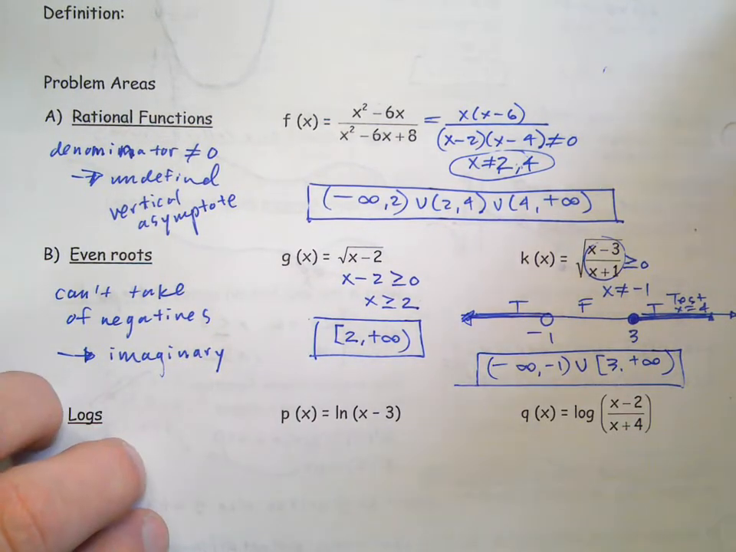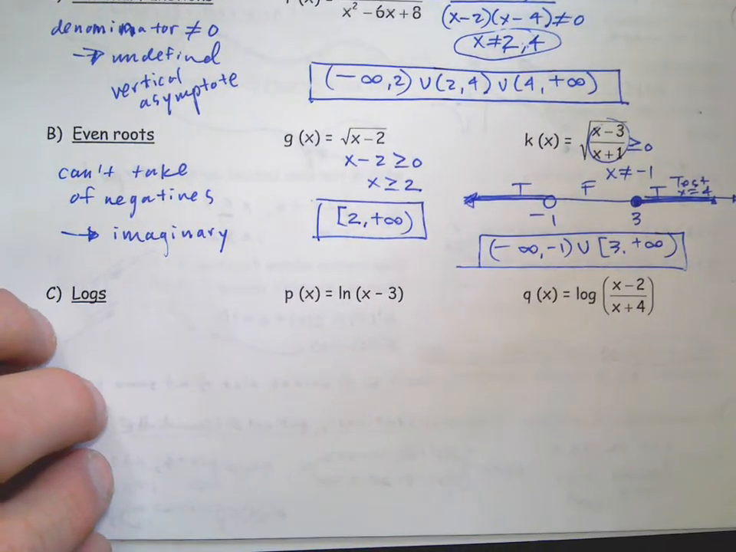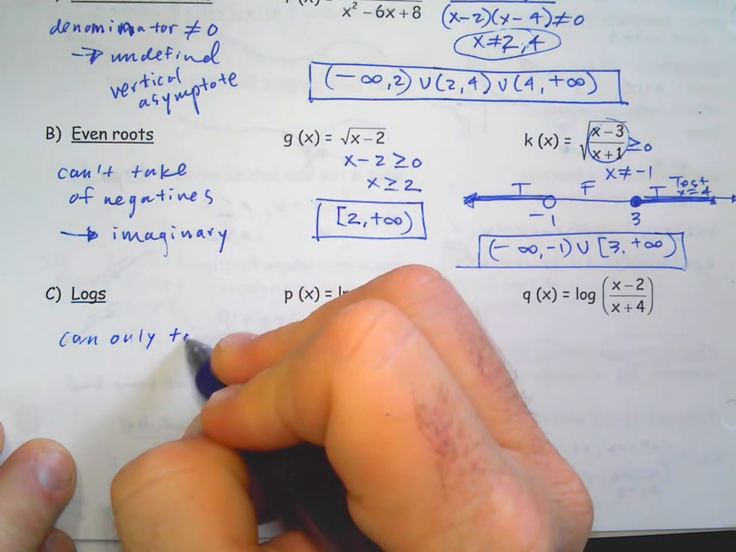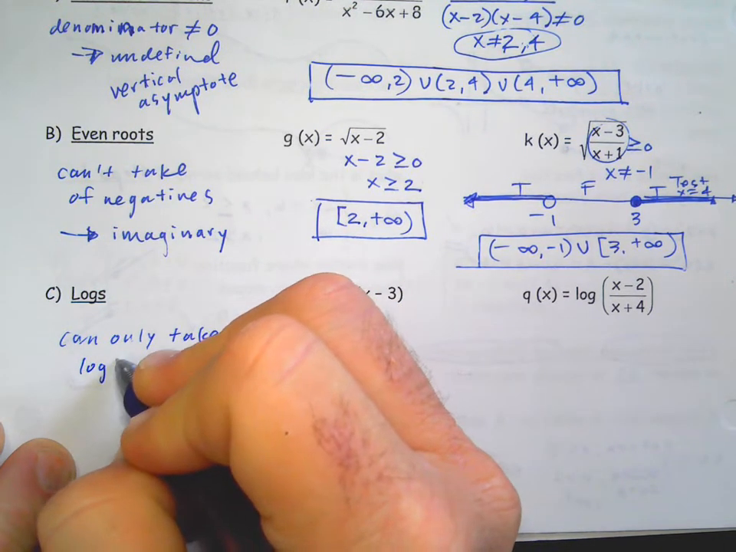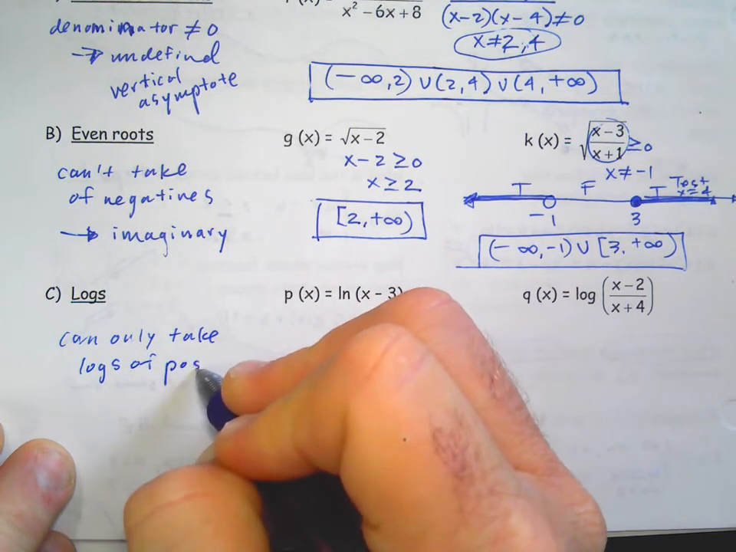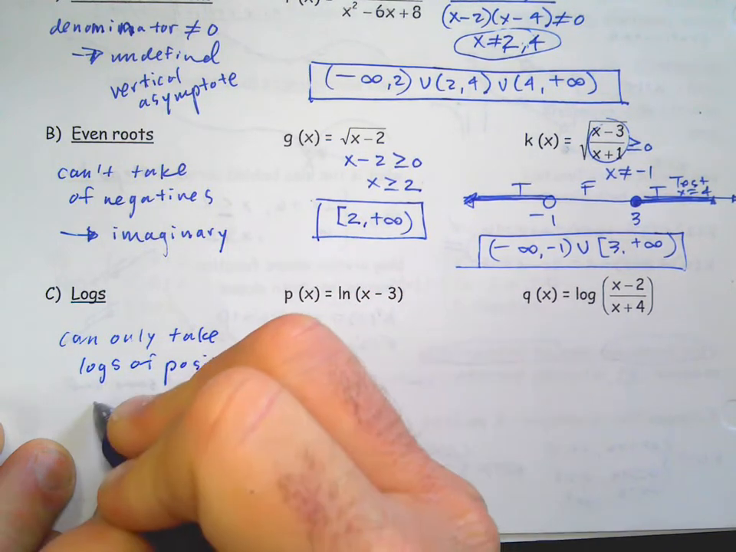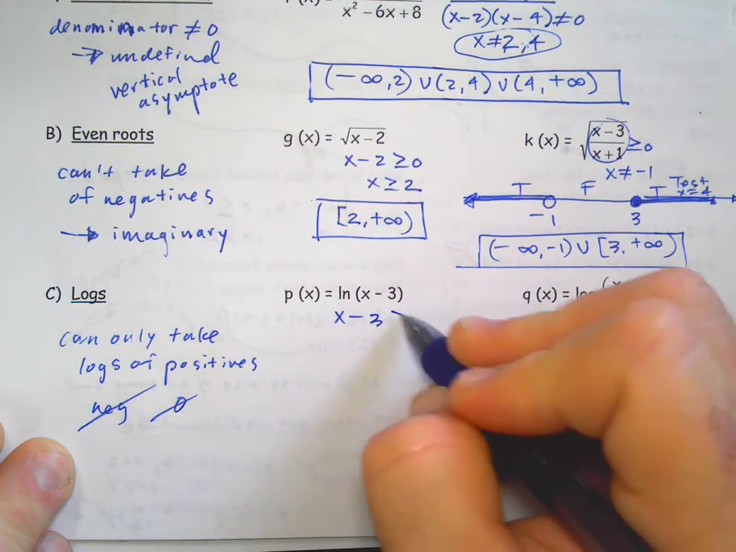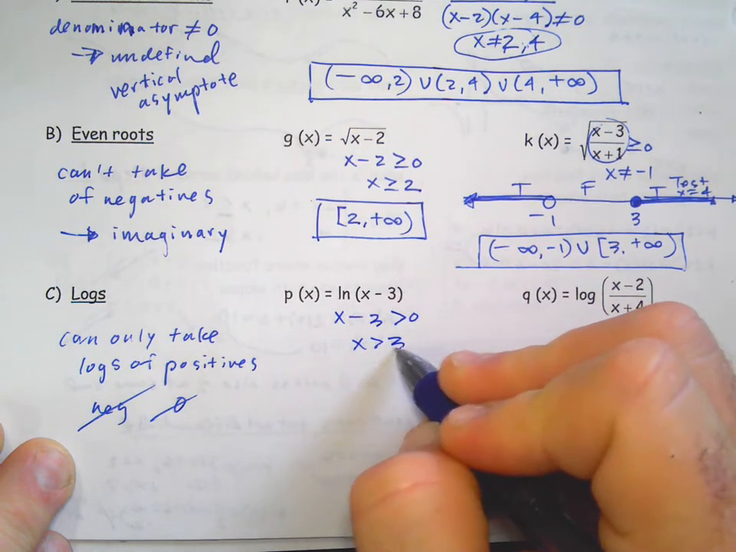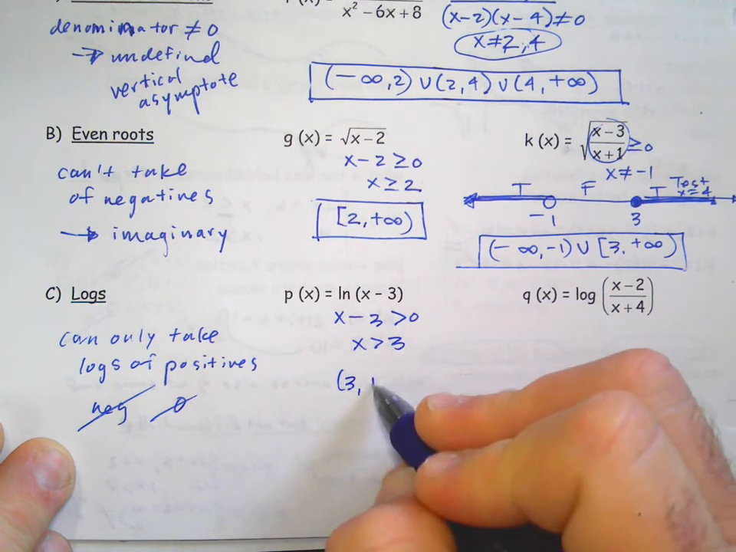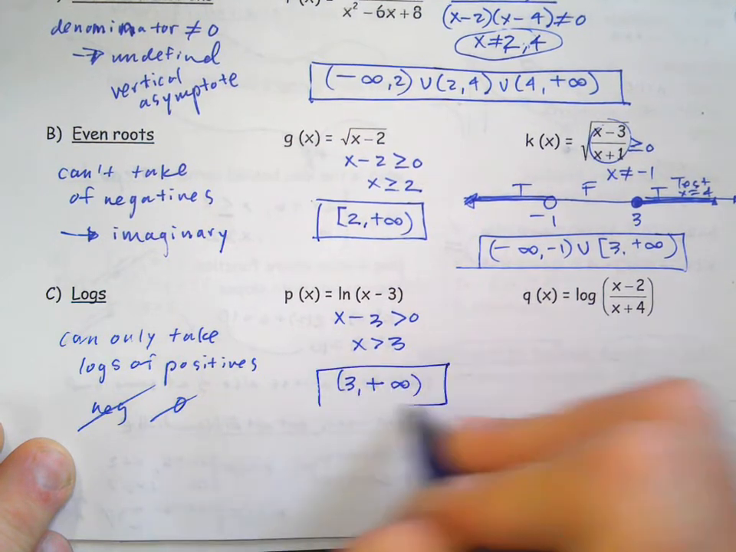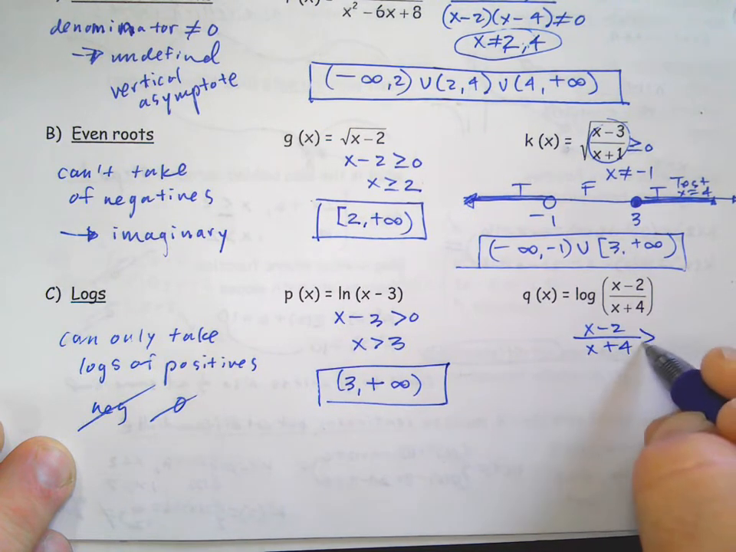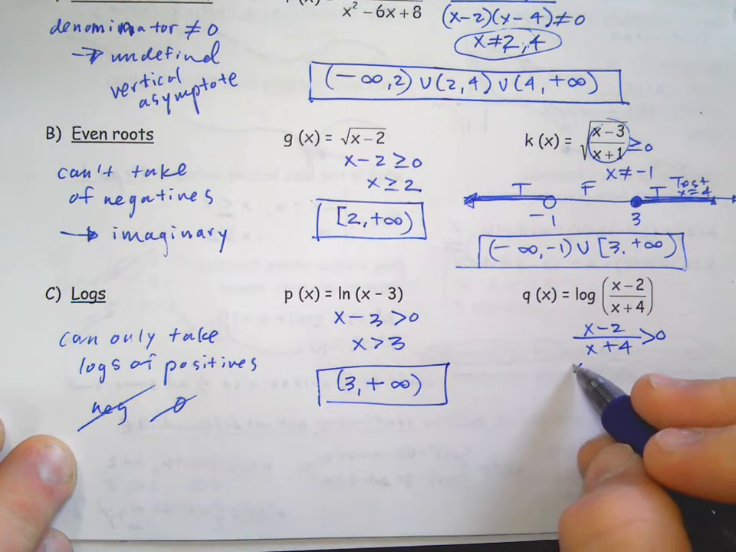So we're doing these line checks a lot. Logs, like we already talked about, can only take logs of positives. Okay, so negatives are out, 0 is out. So the inside has to be greater than 0. Sometimes it's easy enough to solve. It's a linear inequality, which you don't need to do a line check for. But sometimes it gets more complicated. So the inside has to be greater than 0. So this is going to be a line check thing.